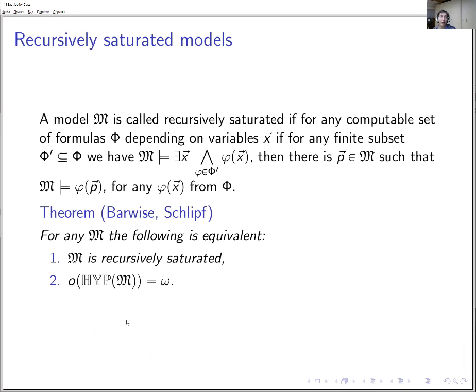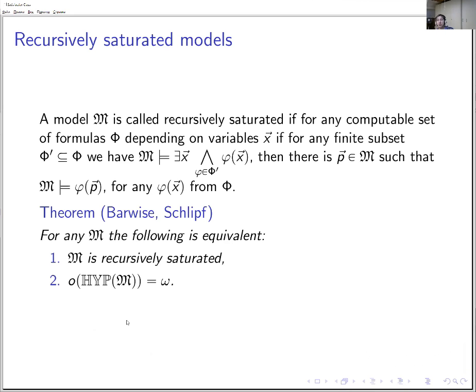Okay. So now to a different interesting application of the heap of M. Recall that a model is recursively saturated if it's saturated for computable types, namely if for any computable set of formulas phi depending on a fixed set of variables x, if there is a witness for the conjunction of any finite subset of phi, then in our model there should be a witness for the whole set phi.